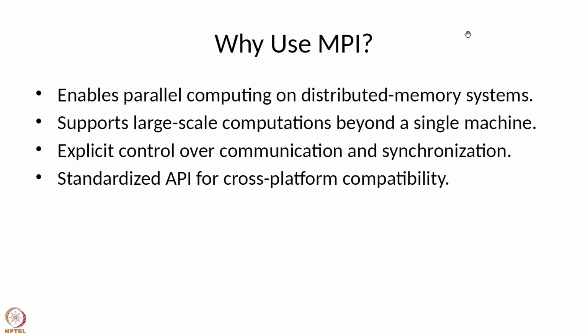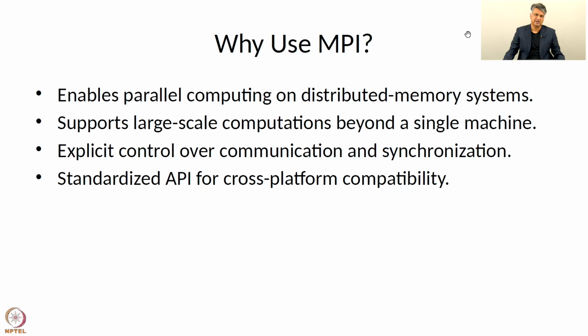So first of all, why do we use MPI, or the message passing interface? It enables parallel computing on distributed memory systems. It can support extremely large scale computations beyond a single machine, and we can extend calculations to hundreds, if not hundreds of thousands of compute nodes. We have explicit control over the communication and synchronization of running this code across these hundreds of thousands of processors.